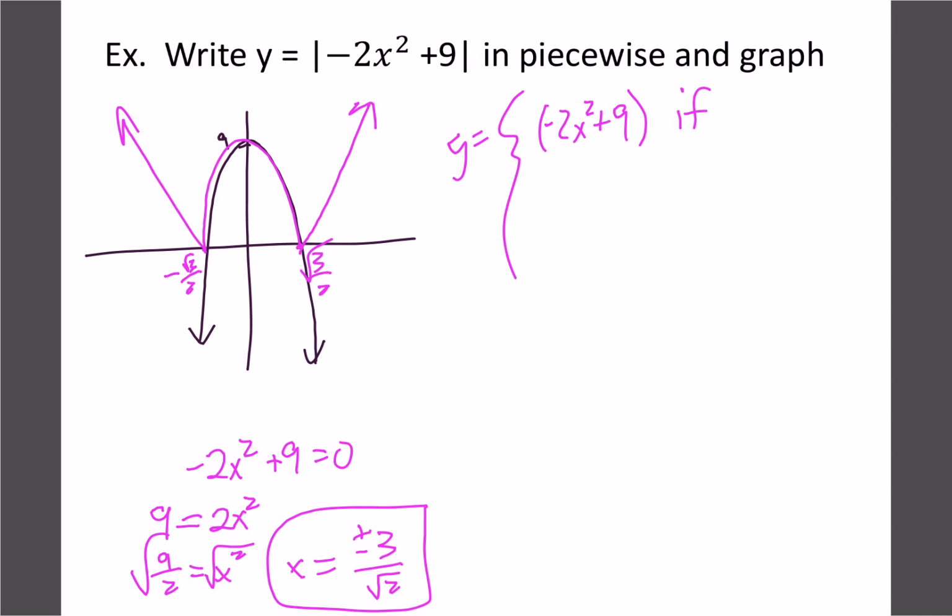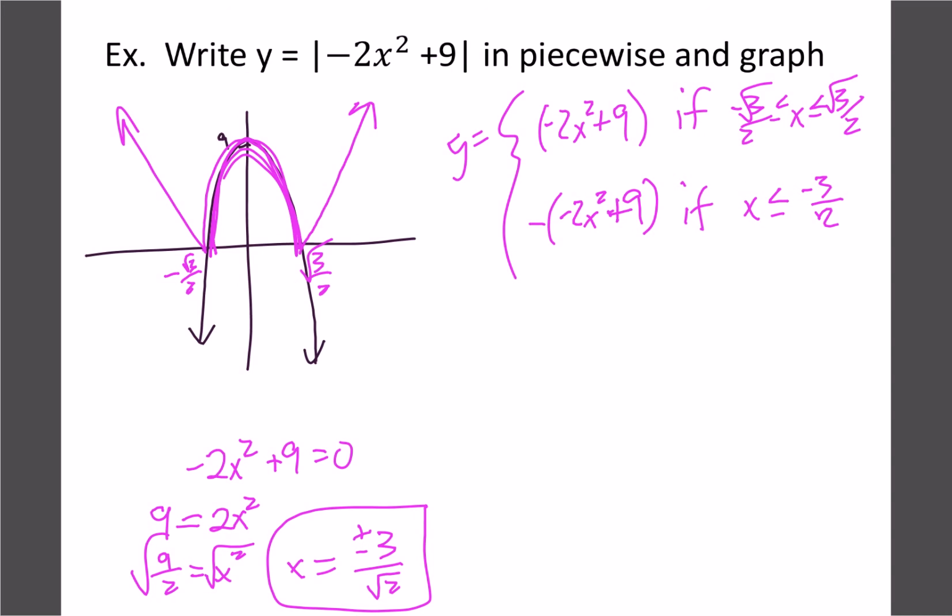So you can see now our original graph is overlapping the same in the middle, so that'll be between negative root 3 over 2 and positive root 3 over 2. And our negative version of the graph, in this case, will be the arms. So that's going to be where x is less than negative root 3 over 2, and where x is bigger than positive root 3 over 2. And that's it.